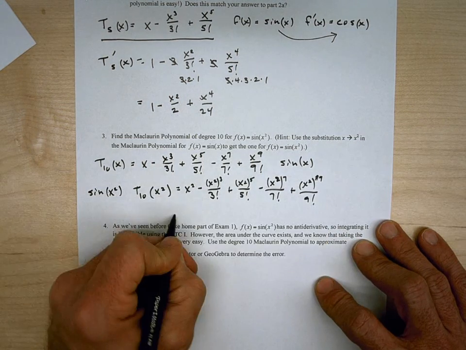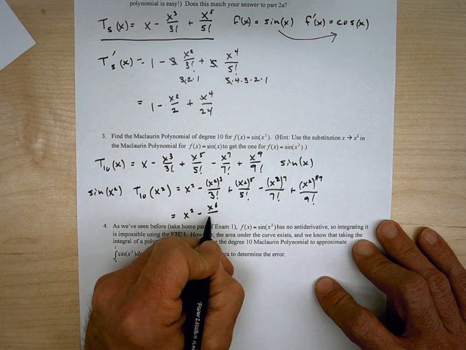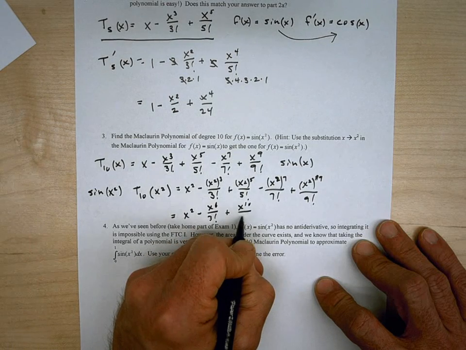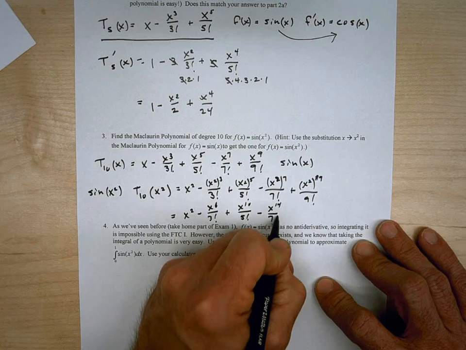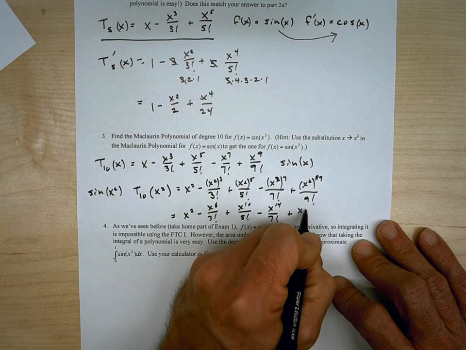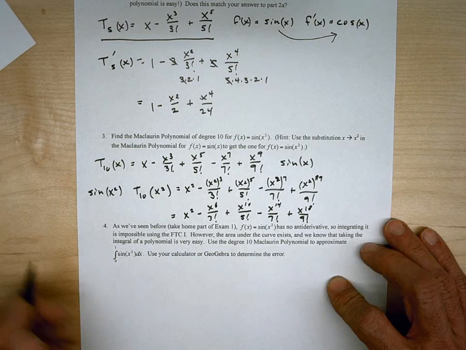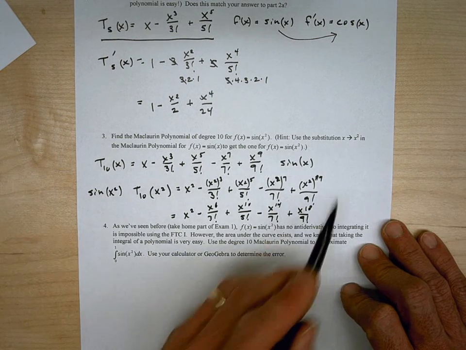And if we simplify, we get x squared minus x to the 6th over 3 factorial plus x to the 10th over 5 factorial minus x to the 14th over 7 factorial plus x to the 18th over 9 factorial. So that is the 10th degree Maclaurin polynomial for sine of x squared.